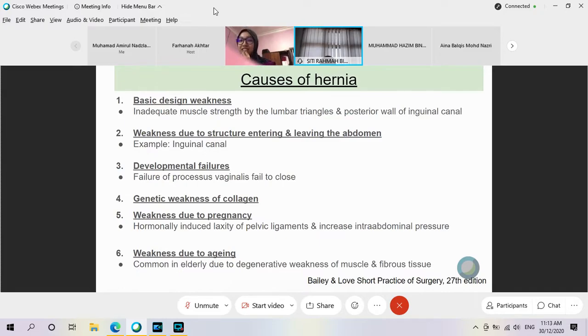Okay, so this is under failure of closure. I'm sorry, I will fix it later. I didn't say it's not. I didn't say the name is under failure of closure. It's the processus vaginalis fails to close, but it's not considered as developmental failure. So is it only anatomical?